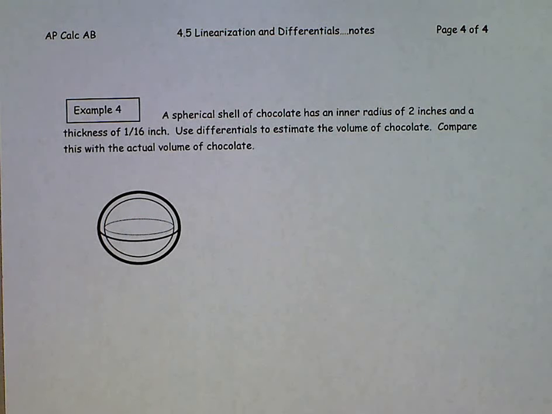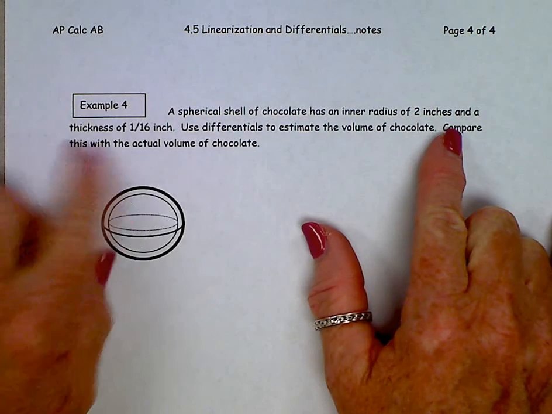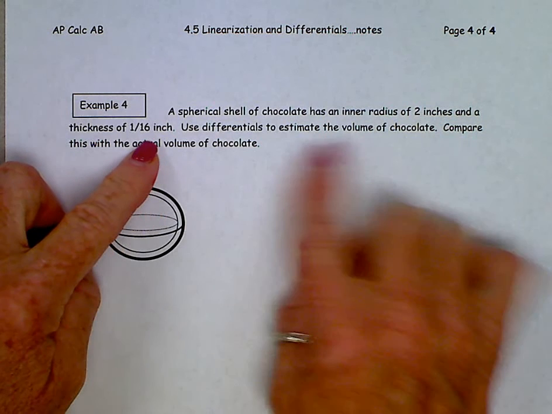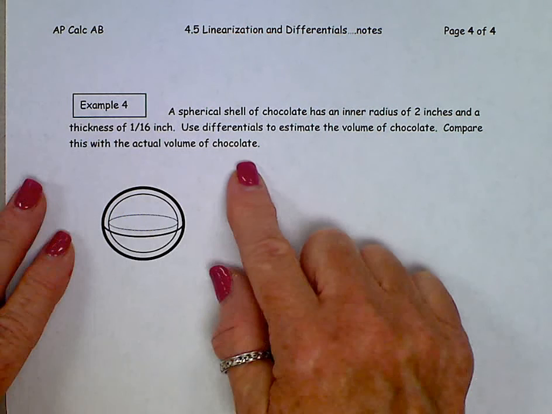Section 4.5, page 4. A spherical shell of chocolate has an inner radius of 2 inches and a thickness of 1/16 of an inch. We're going to use differentials to estimate the volume of the chocolate. Compare this with the actual volume of the chocolate.